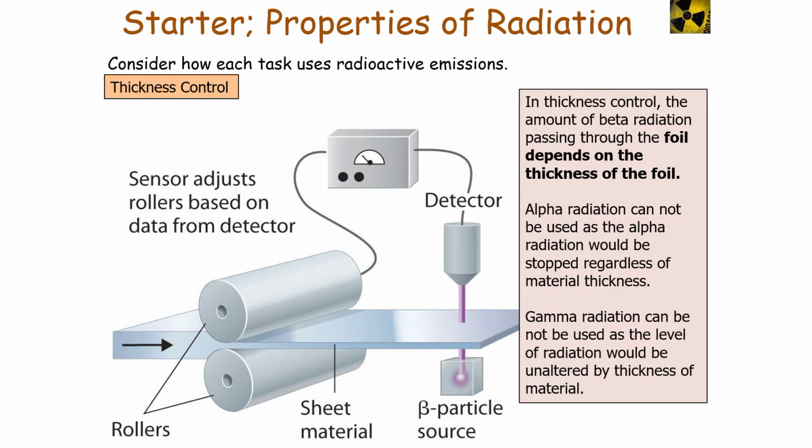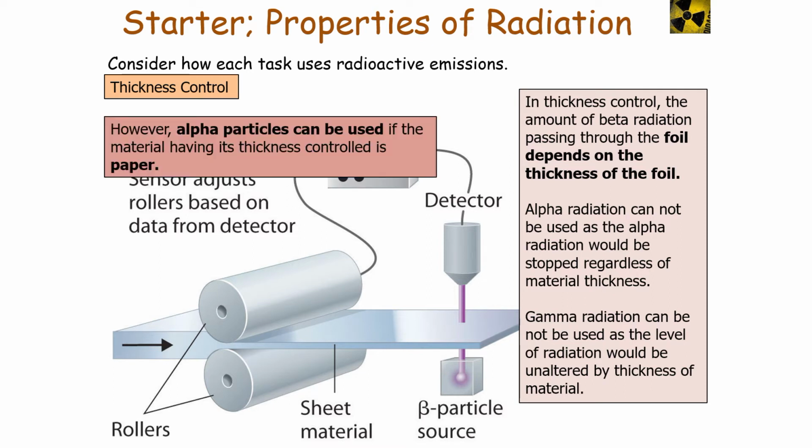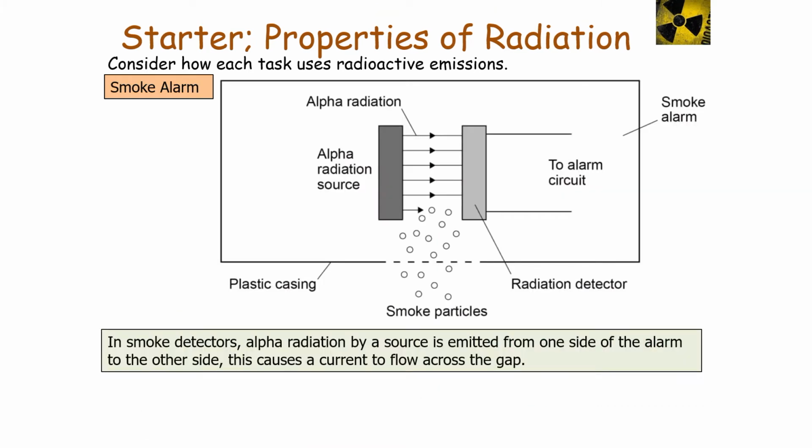Now this is for the thickness control of a metal. If we were doing the thickness control of paper, we would use alpha particles because alpha particles will be stopped if the paper was too thick, but will go straight through if the paper was too thin. Another particular device which uses radioactive emissions is a smoke alarm.